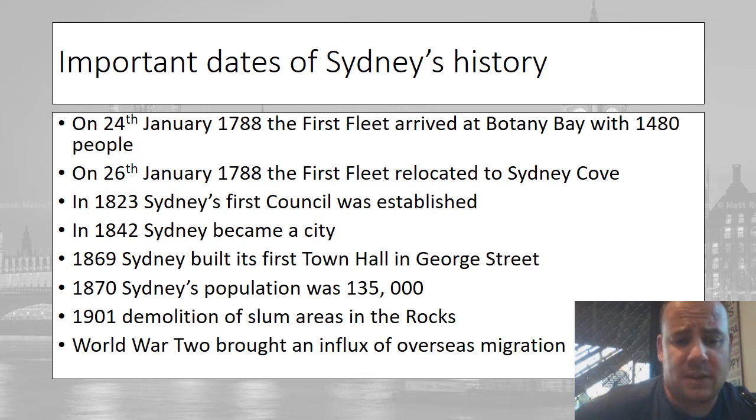In 1823, Sydney has its first council. Now, you might be thinking, why is that important? Well, before that, important decisions were made by the governor. That governor was sent by British Parliament. In 1823, a group of people who had been living in Sydney started recognising the need for decisions to be made by people in the local area.